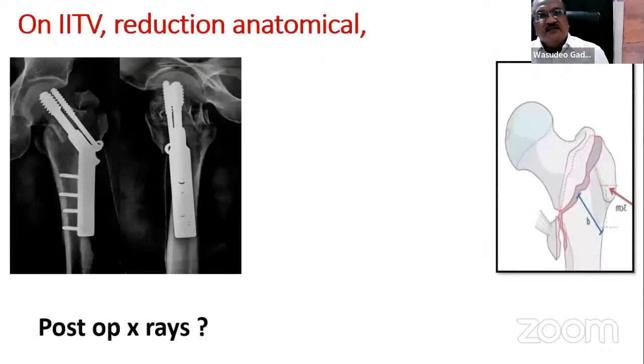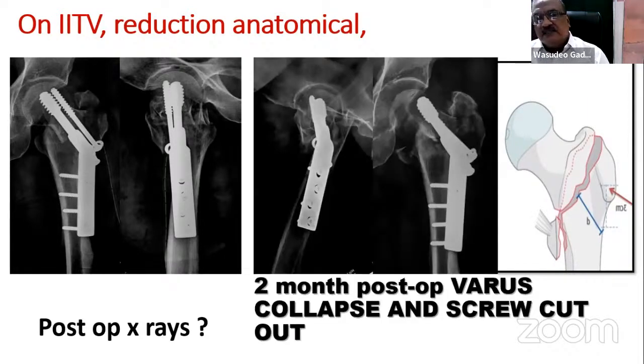Still, you will find that though on a CT it was a very perfect reduction, there was an incipient lateral wall fracture, medialization, intussusception of the calcar into the shaft, and you will find at 2 months postoperative varus collapse and screw cut out. So these are the things: when you see a postoperative X-ray, you will find that within 8 or 10 days, the failure may occur.